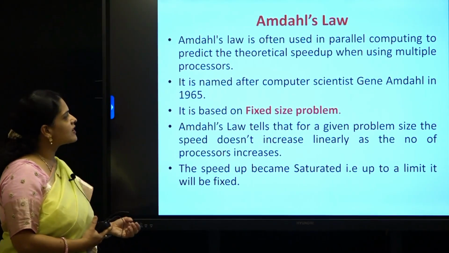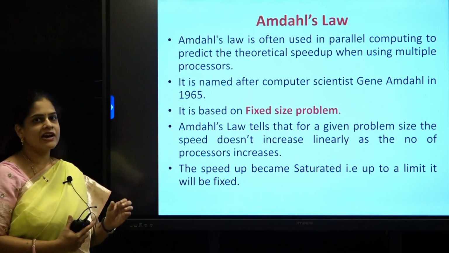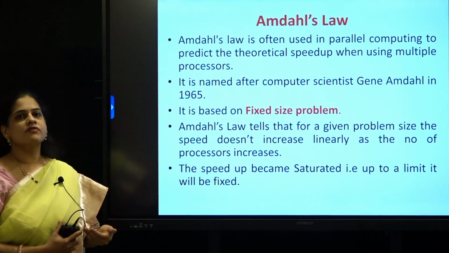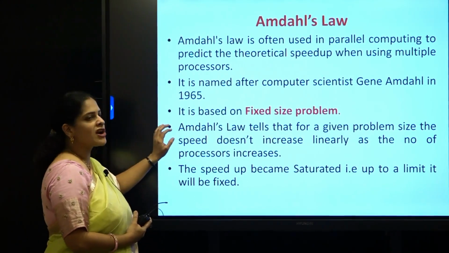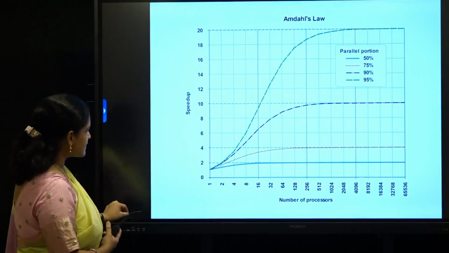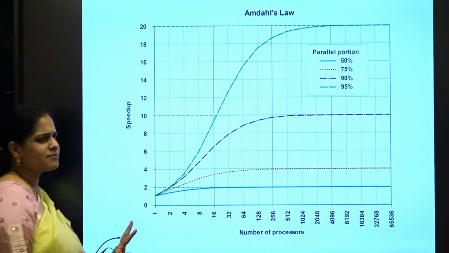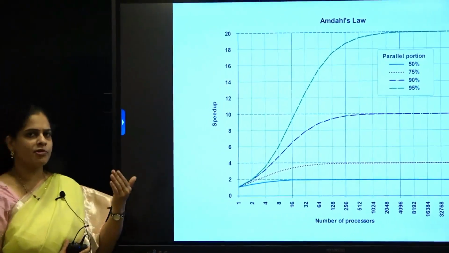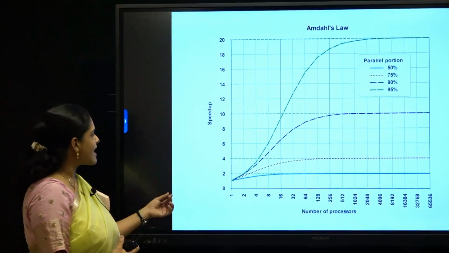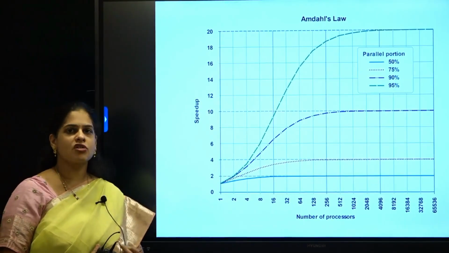So, it tells us that for a given problem size, the speedup does not increase linearly as you increase the number of processes working on the program. At some point, the speedup is going to saturate. We will see it with a diagram. Consider this: this is your speedup and this is the number of processes. For example, say my program contains 4 functions that need to be executed in parallel. So I have given 4 processes, where each processor is going to work on one function.